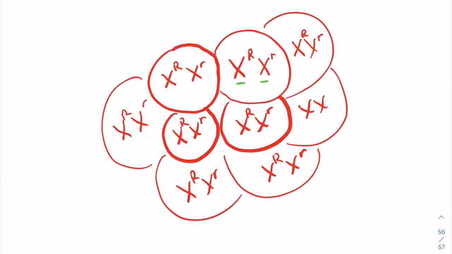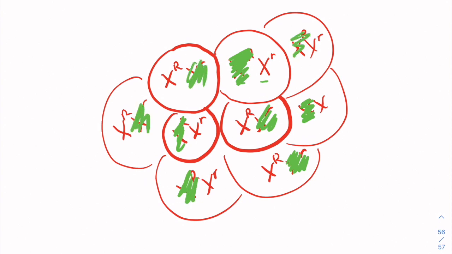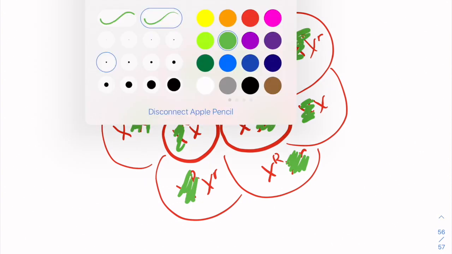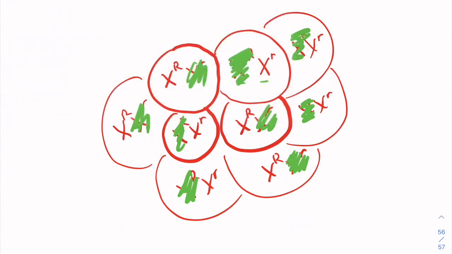And what the cell does is that it randomly inactivates and covers up one of those X chromosomes. And it's random which one it is in each cell. So I'm just randomly covering up some of these like that. Oop, I didn't put an R there.